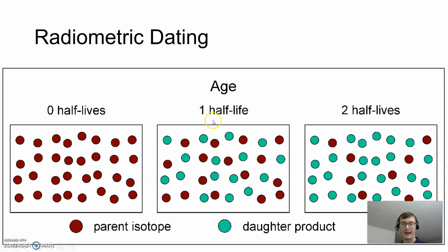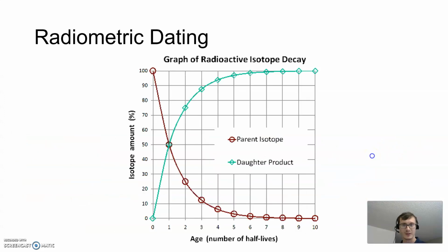So over 1 half-life worth of time, if we go and we look in the rock, we would see 50-50 between parent and daughter. After 2 half-lives, well, it only goes in one direction. So some of the parent has continued to become daughter, but the daughter stays daughter. So we would have here 75% daughter and 25% parent. And we would keep doing this 3, 4, 5, 6, 7, 8 half-lives until it's almost all daughter.